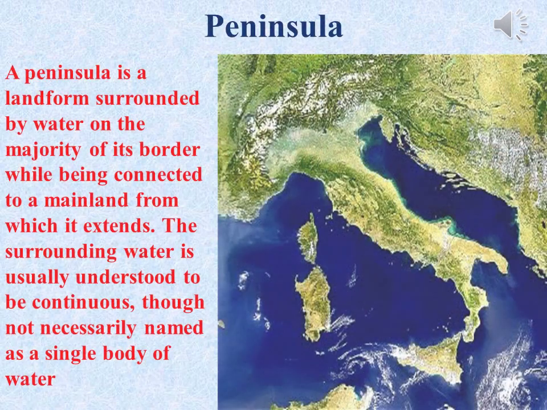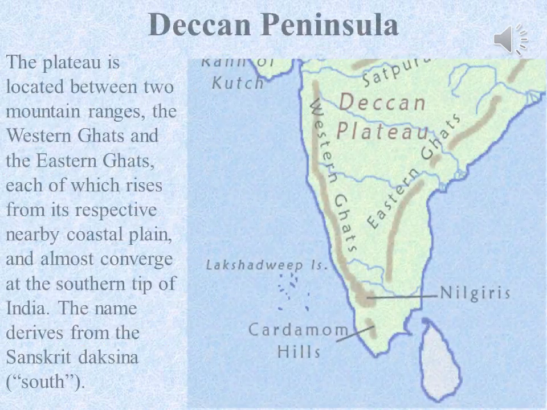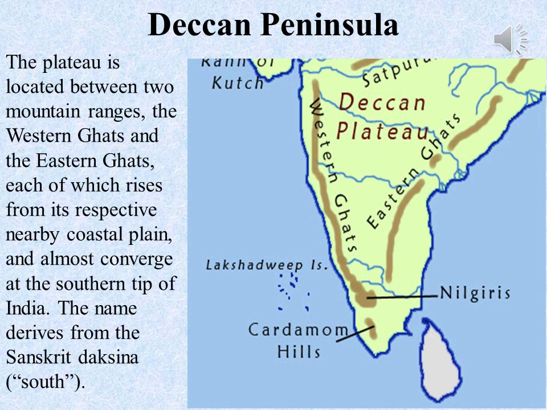A peninsula is a landform surrounded by water on the majority of its border while being connected to the mainland. As we can see in the image, the Deccan Plateau is located between two mountain ranges, the Western Ghats and the Eastern Ghats, and it is almost covering the southern part of the Indian nation. The name derives from the Sanskrit word Dakshin, which means south.